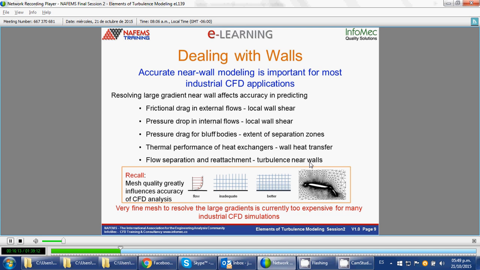But it is important for us to accurately model the wall. Why? Because it affects how we calculate frictional drag, pressure drop, thermal performance for heat exchangers, and so forth. So there are major effects because of the presence of the wall. Therefore, we need to deal with walls and we need to accurately model them.